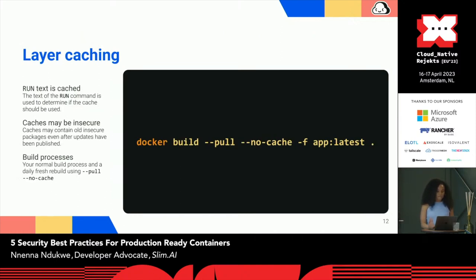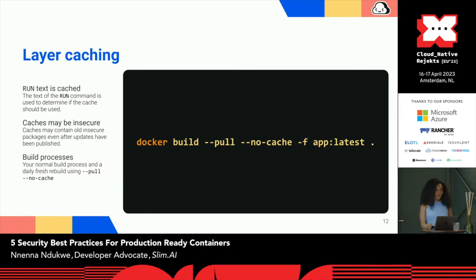And we're going to talk about layer caching. As some of you might know, Docker builds can be kind of slow, and we use layer caching to reuse build steps that have already happened in order to speed up the current one. While this does improve build performance, there is a potential downside that is sometimes talked about: caching can lead to insecure images.